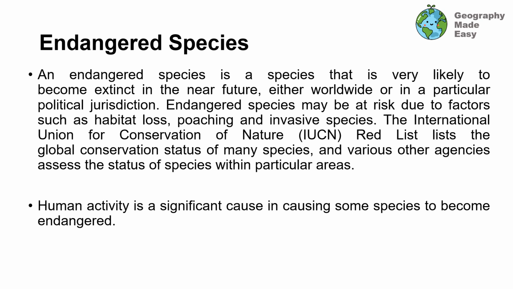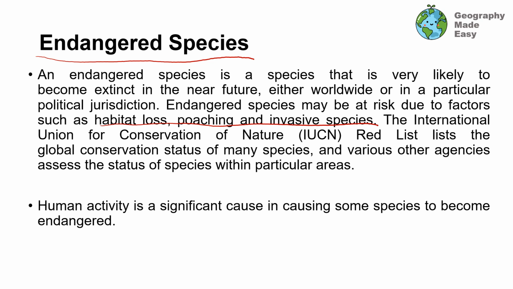Next, we have a very important concept, which is endangered species. An endangered species is a species that is very likely to become extinct in the near future. Endangered species are at high risk because of these reasons: habitat loss, poaching, and invasive species. They are losing their habitats because of anthropogenic activities. There is incessant poaching or killing, especially of large mammals, and certain foreign species are invading their territory, becoming their competitors and occupying their ecosystem.